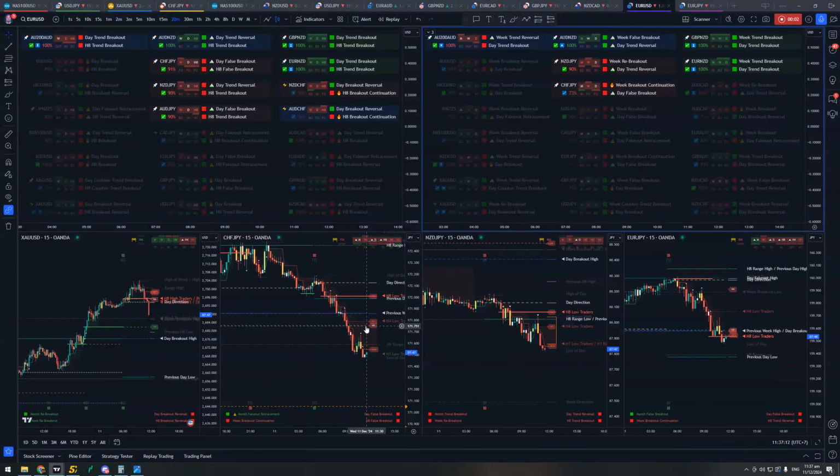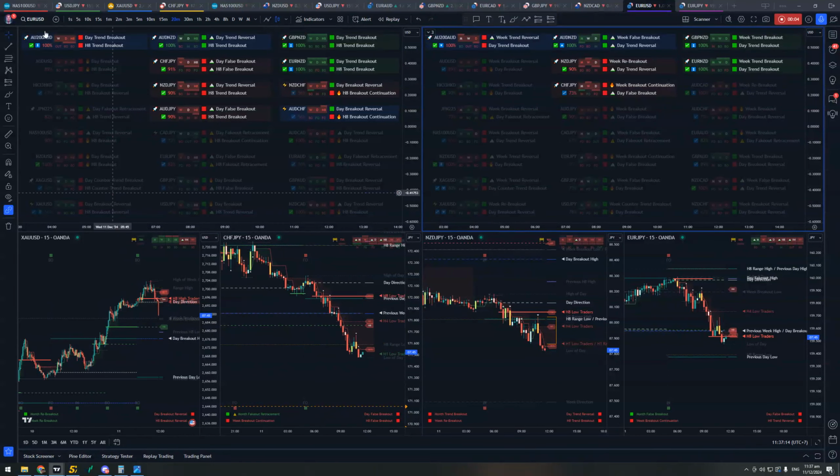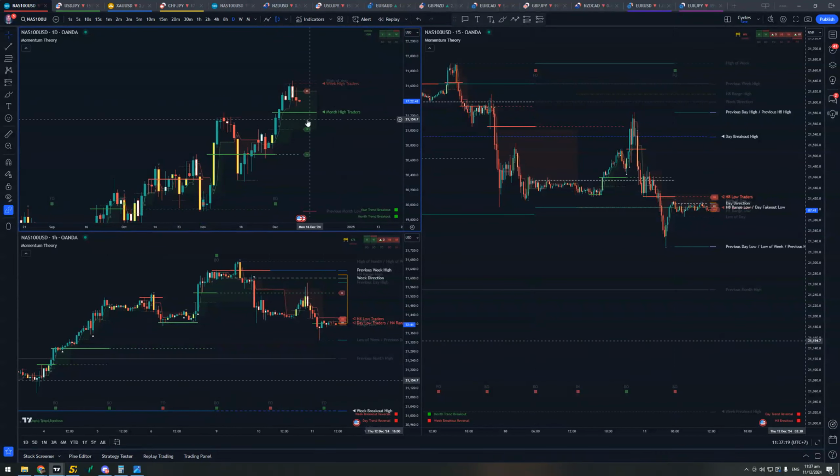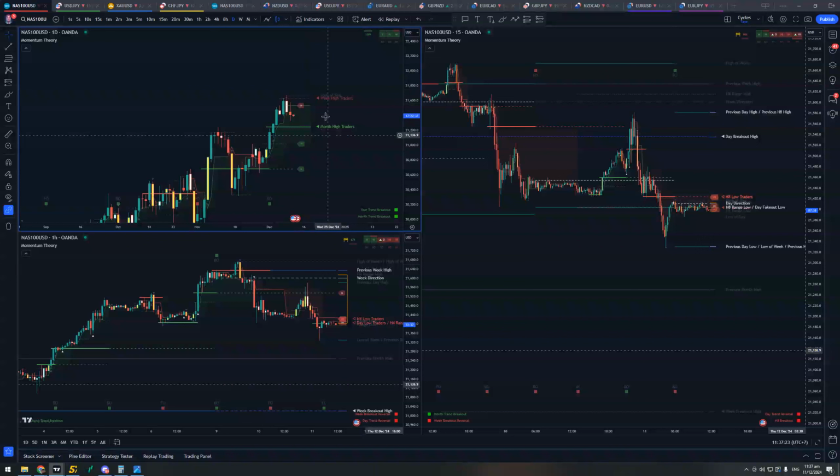Okay, New York and Asia session done. Took one trade in New York on NAS. NAS higher time frame breakout levels are mostly bullish. Weekly and monthly are bullish. Daily is bearish. Peak bias are mixed.